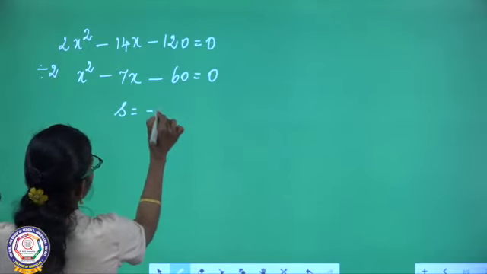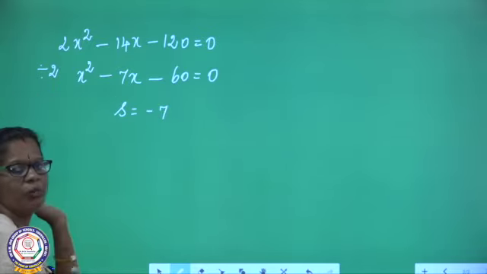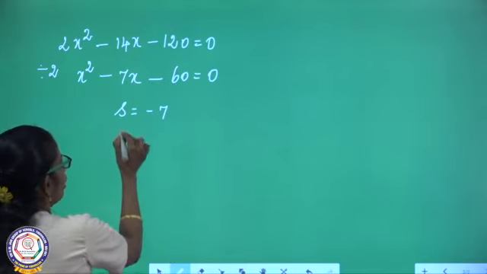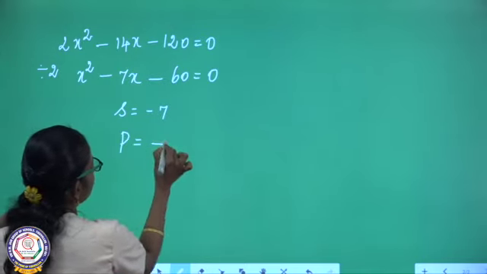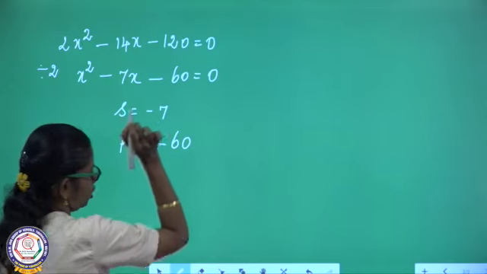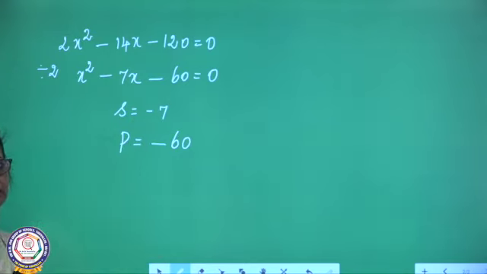Now, what is your sum? Sum equals minus 7. Product equals minus 60.